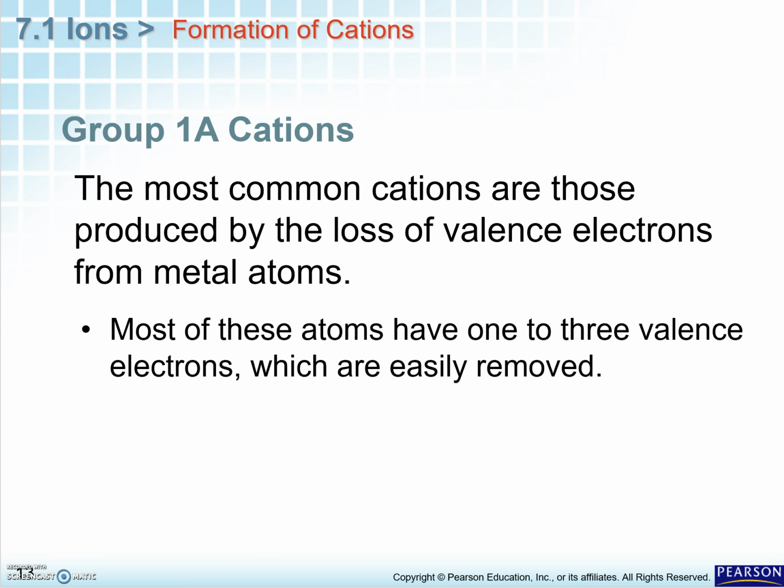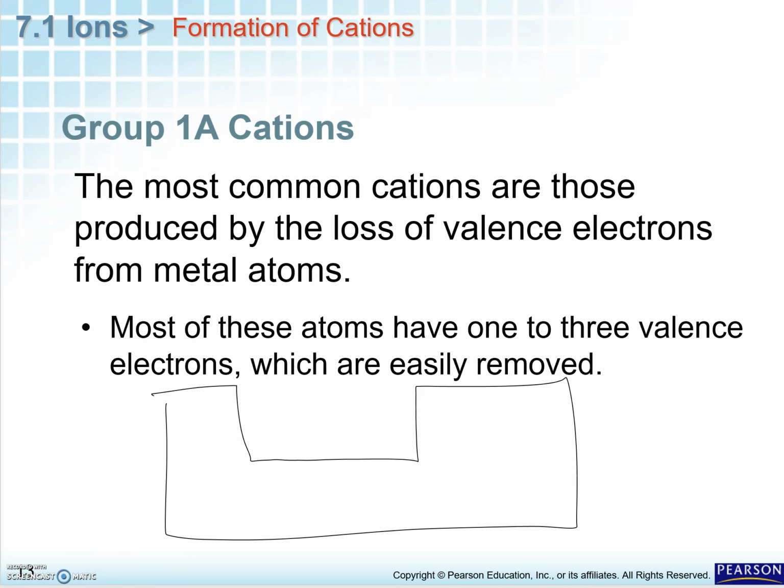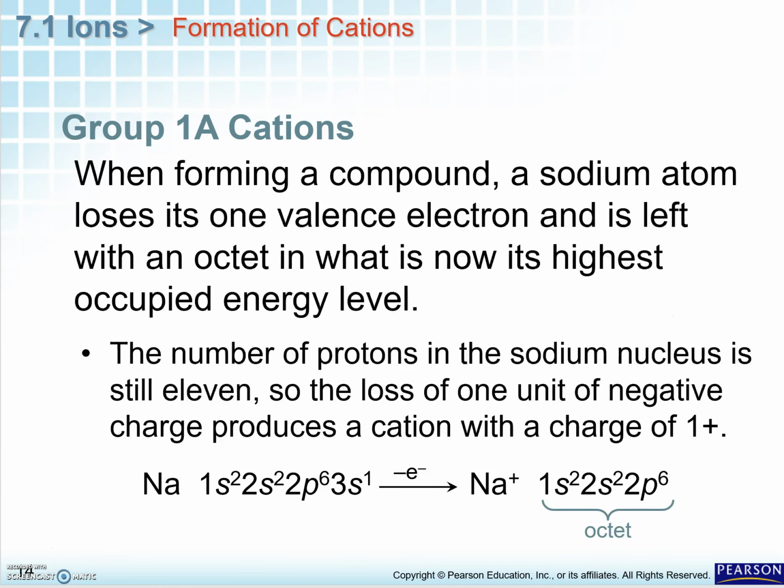Most cations are going to be produced by the loss of those valence electrons. They're typically metals, so they're going to be on the left side of your periodic table. If you need a reminder, if you're looking at your periodic table, you have the stair steps over here of your metalloids. All these metals are going to be losing their valence electrons. And they are pretty easy to remove because they want to look like those noble gases. It makes them more stable.